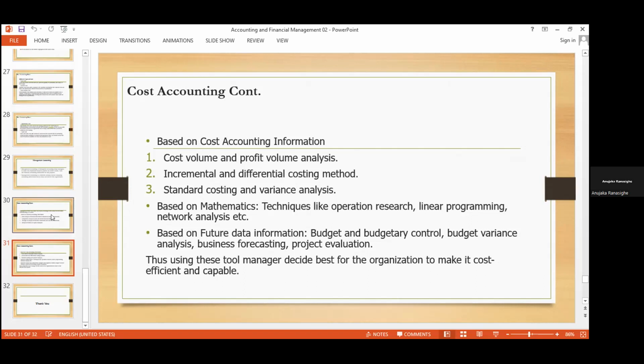These we will discuss later in our module. The last session of the cost management accounting, ratio analysis, is for your module.